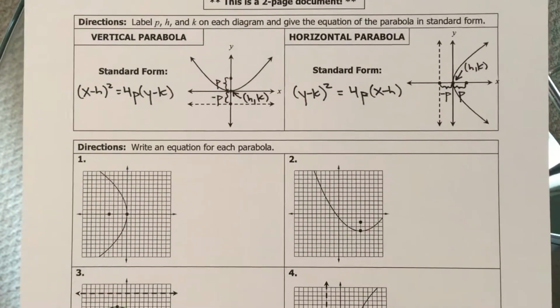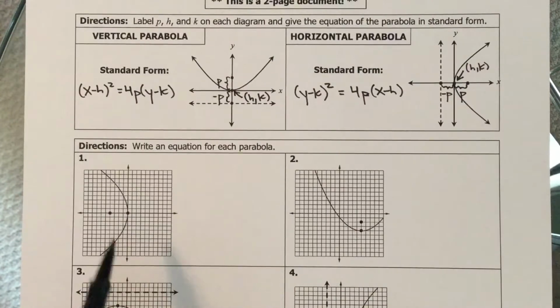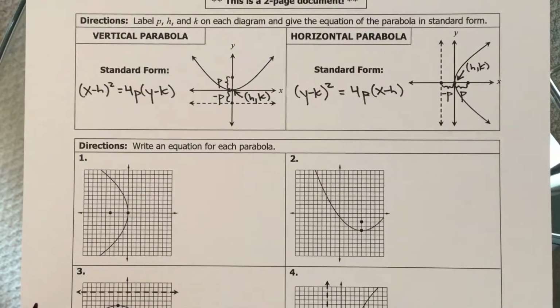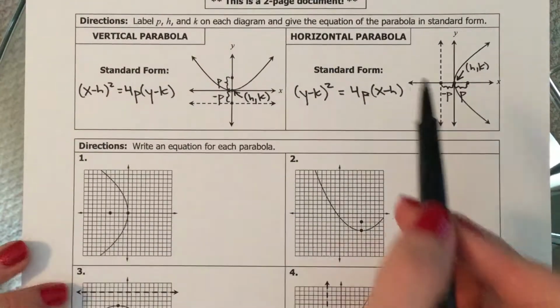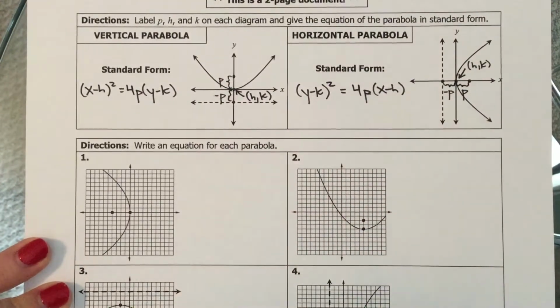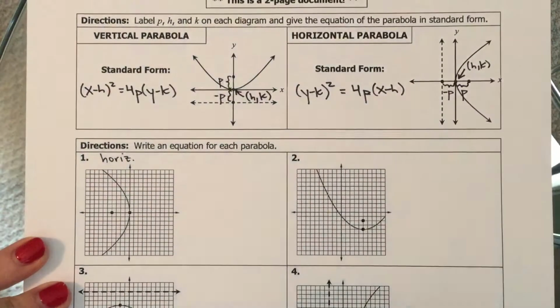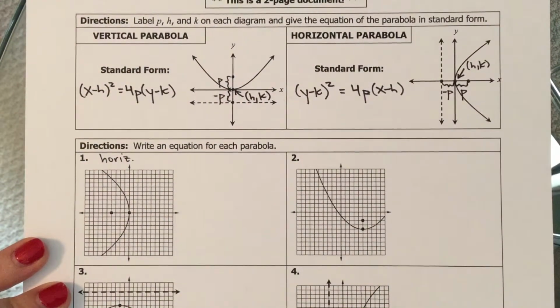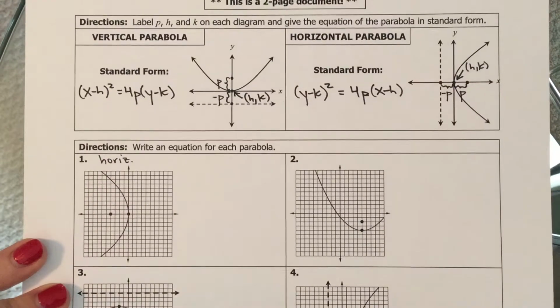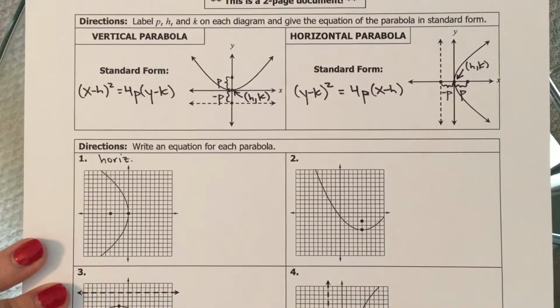So let's start with number 1. So first of all, this opens to the left, so it is definitely going to be a horizontal parabola, so you know you're looking to match this one right here. So just based on the picture alone, you know it's definitely horizontal. You'll also notice that it opens to the left. So the fact that it opens to the left means that P is going to be a negative value.